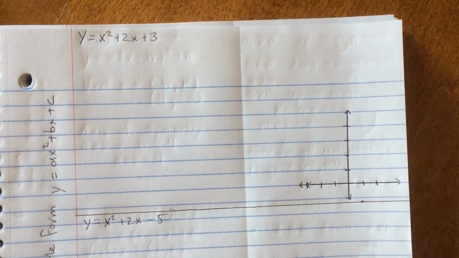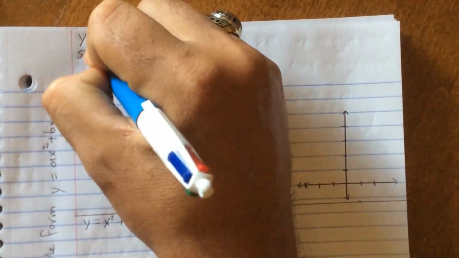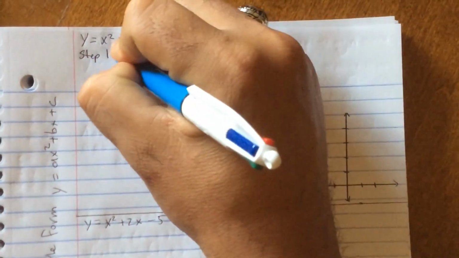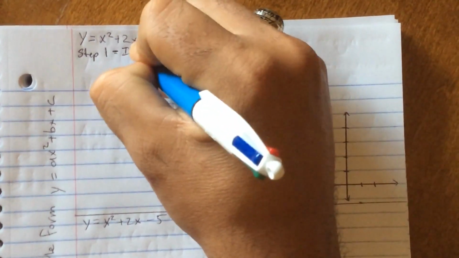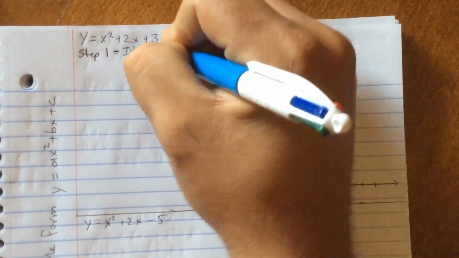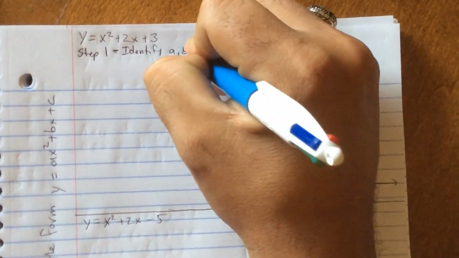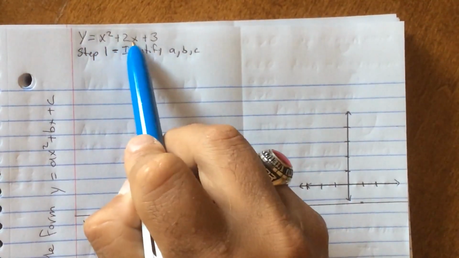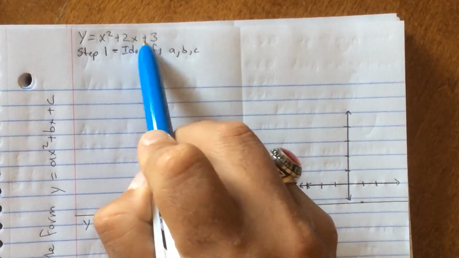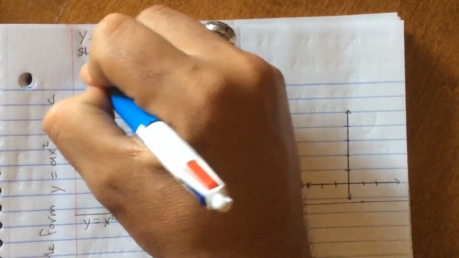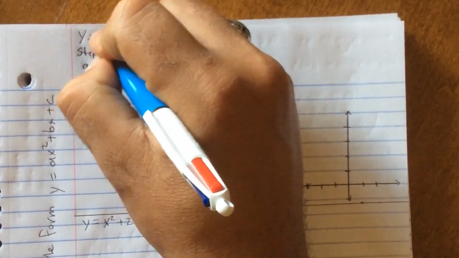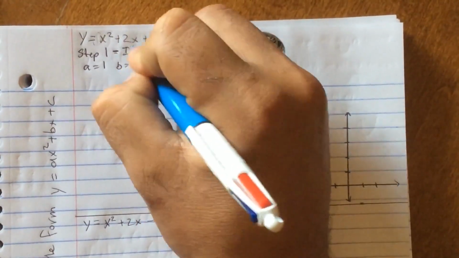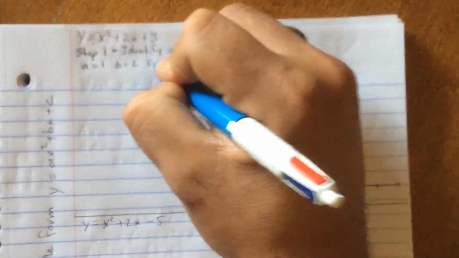Our step 1 is going to be to identify our a, b, and c. Well, this is our ax squared plus bx plus c. So that means our a is actually 1, because there's an invisible 1 in front of the x. Our b is equal to 2, and our c is equal to 3. Now we're going to go to our step 2. Just keep alternating colors.